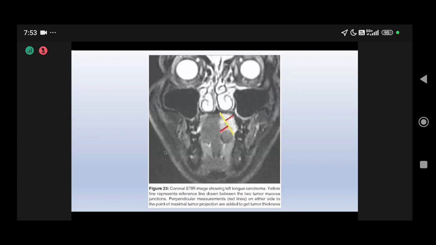Remember that usually in MRI there is an overestimation of the dimension of the tumor. So in most of the series it is found that the DOI or the tumor thickness or the dimensions of the tumor were less in the histopathology when compared to your MRI.